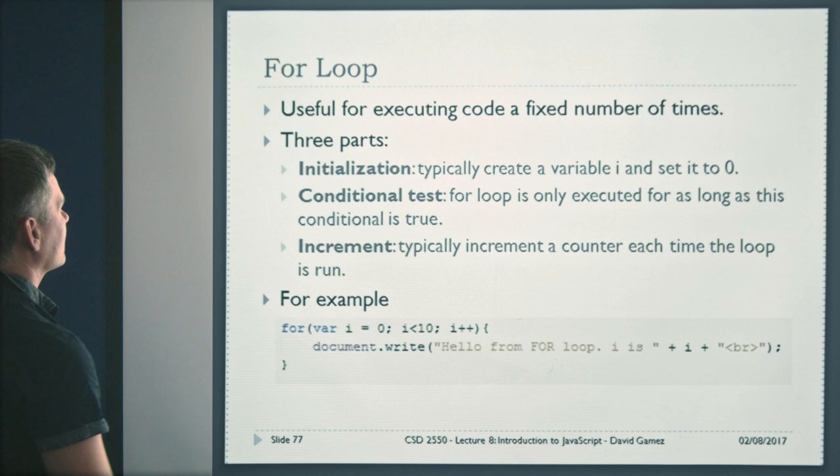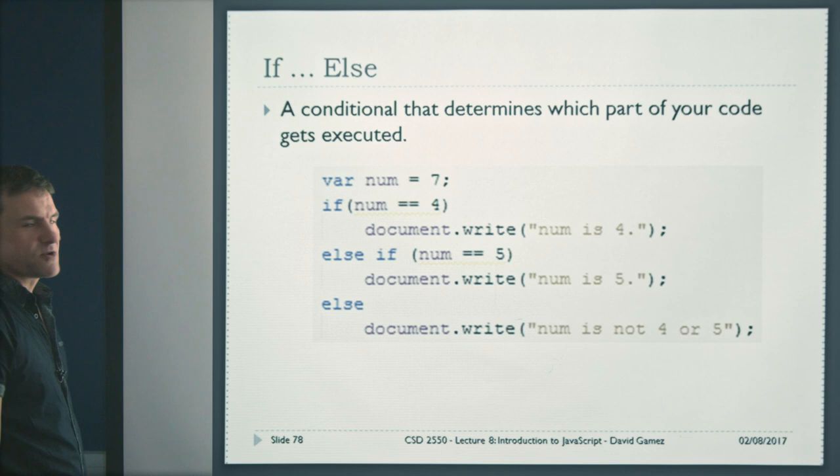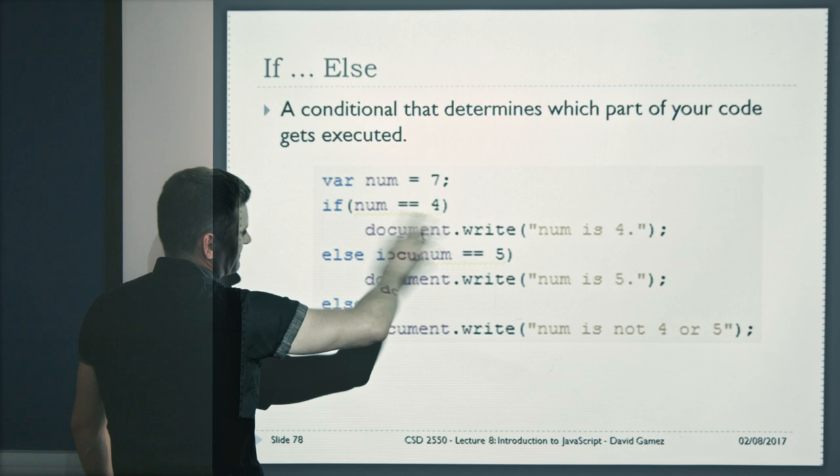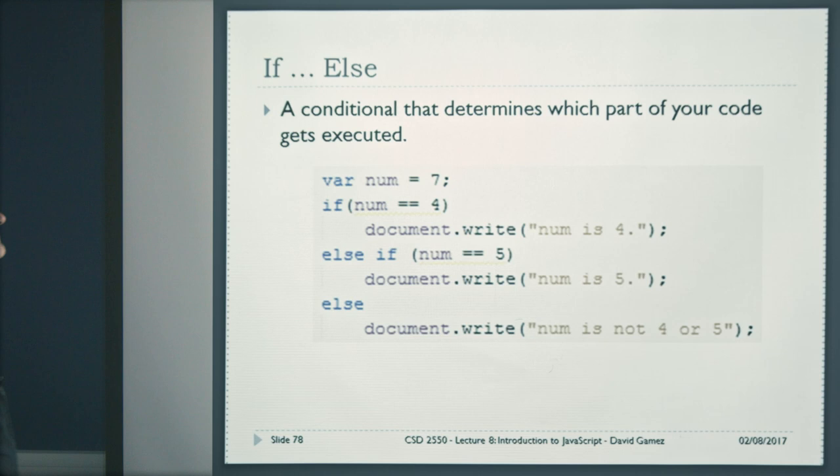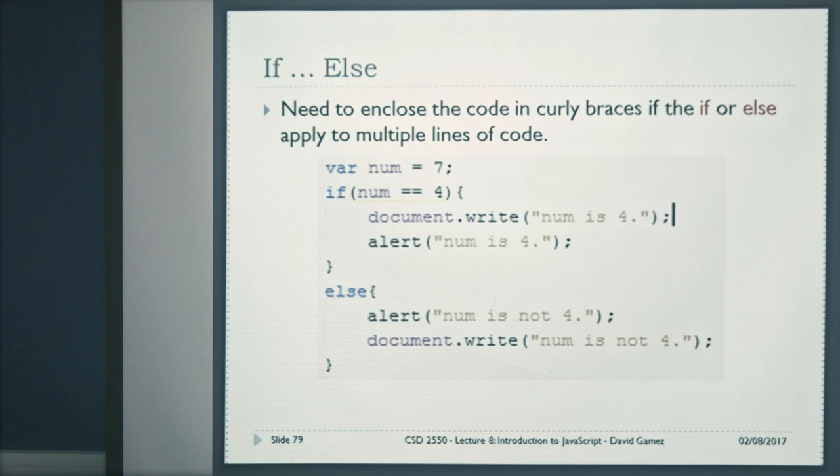So if else, you must have come across in other programming languages, but just to briefly summarize, we can do multiple checks of whether conditions are true. So we've got var number equals 7. If number equals 4, we do one thing. Else if number equals 5, we do something else, or else we do something else. This is a standard way in which we can work through a number of different conditions and do different things depending on those conditions.